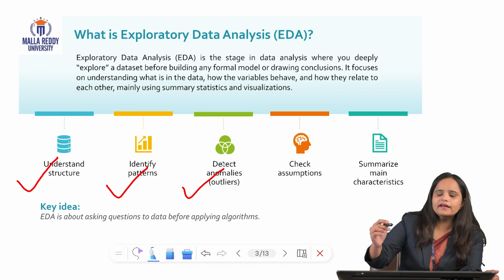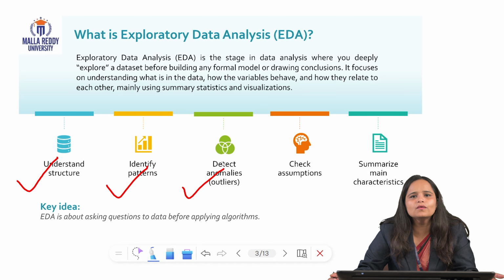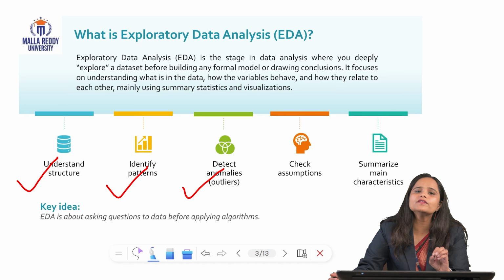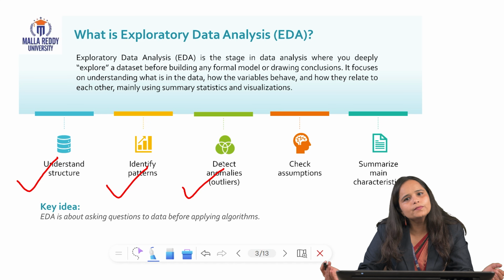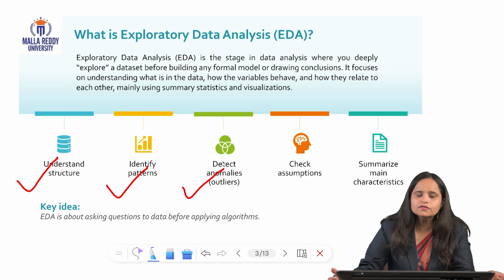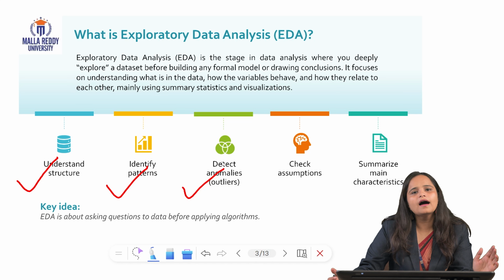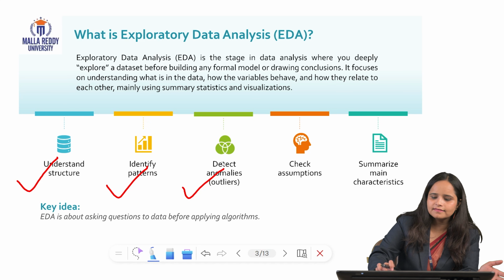Then EDA also helps us to find out the outliers. Now, what are the outliers? Outliers are nothing but the extreme values present in my dataset. So, in case of a student dataset, I can find out whether there is a very low value or a very high value present in my marks column. Why am I going to need these values? So that I can identify whether there are any low performers or high performers present in my class.